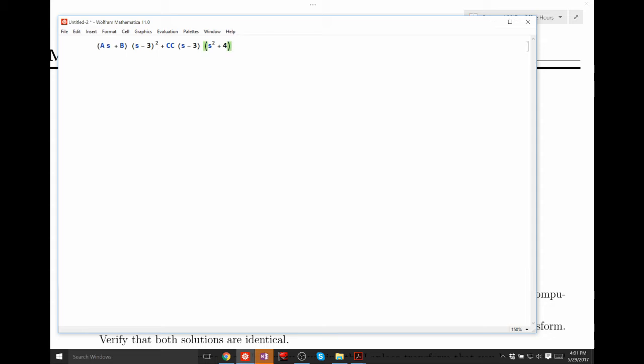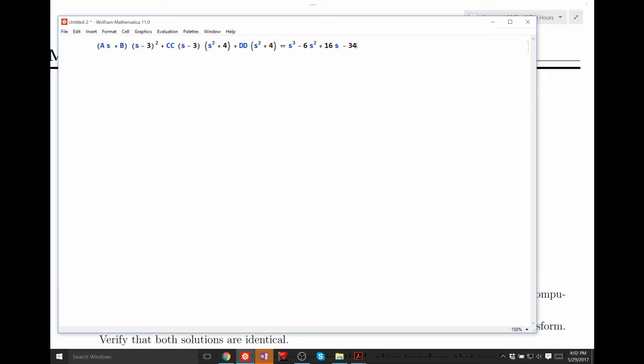We also need to have a term with the d coefficient, and again the symbol d is taken, so I'm just going to use double d. That's multiplied by s squared plus 4, and that should be equal to s cubed minus 6s squared plus 16s minus 34. If you got to this part, you're doing things correctly.